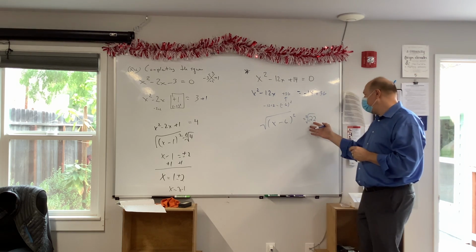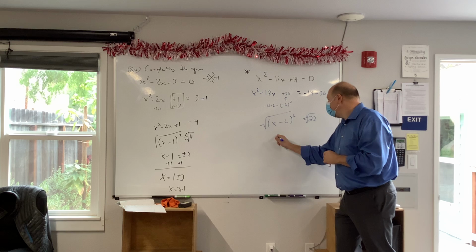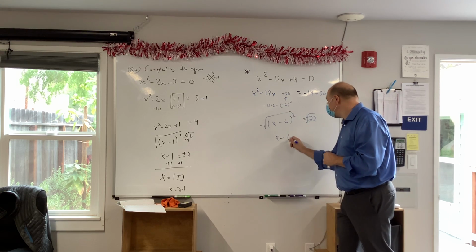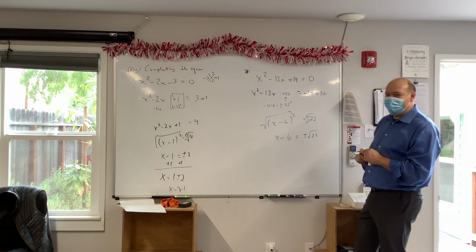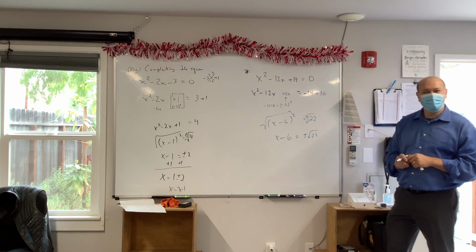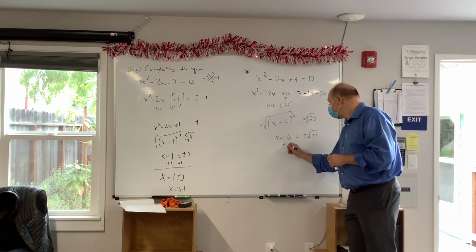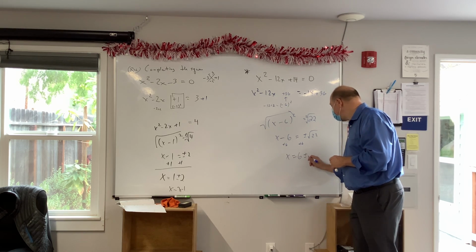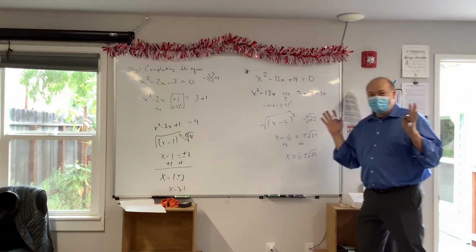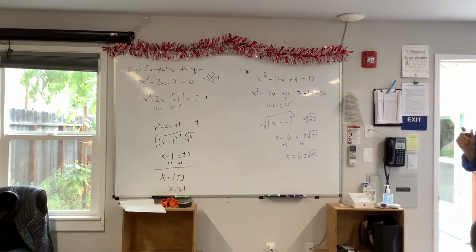So we're gonna just kind of leave it for now. Here's what we got. These guys cancel. Plus or minus the square root of 22. What should we do to solve for x? Add 6 to both sides. Add 6 to both sides. And how about x is equal to 6 plus or minus the square root of 22? I'm done. Are we good?